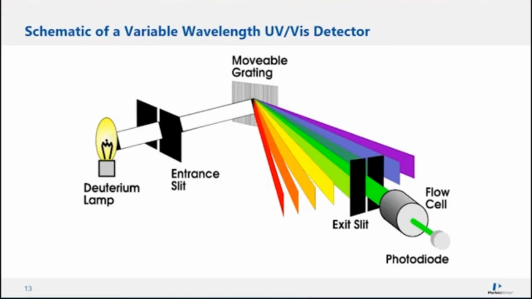Moving the grating determines which color of the light makes it out of the exit slit to go interact with the analyte in the flow cell and finally be detected by the photodiode. The main component of this type of detector is the grating itself, as it determines the wavelength of light that will interact with the sample. Only one wavelength of light reaches the sample. The others never reach the sample. Selection of the analytical wavelength, the wavelength that will interact with the sample, can be controlled programmatically.